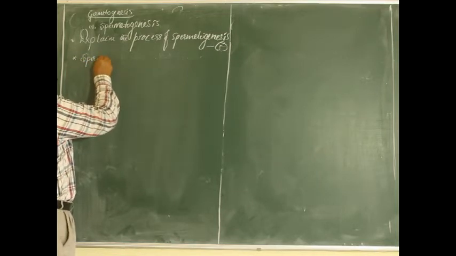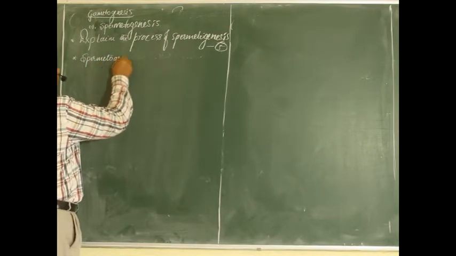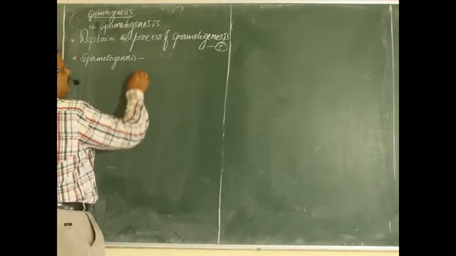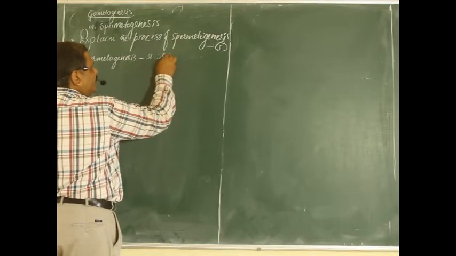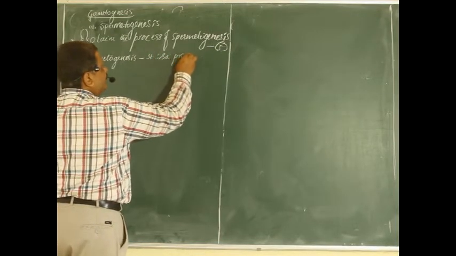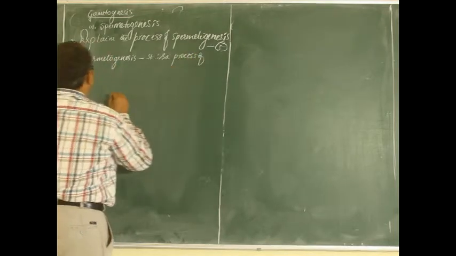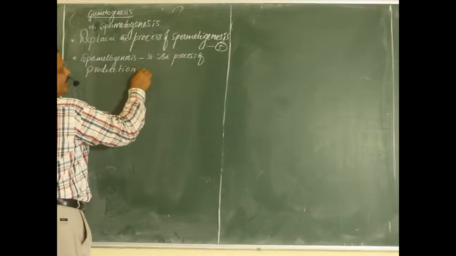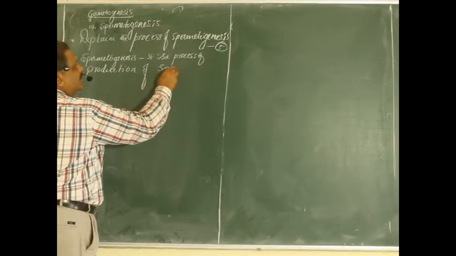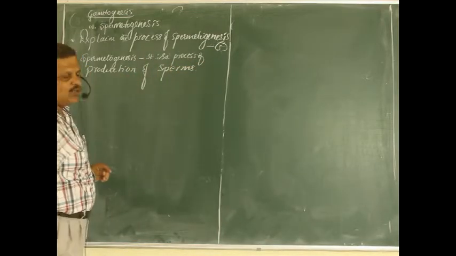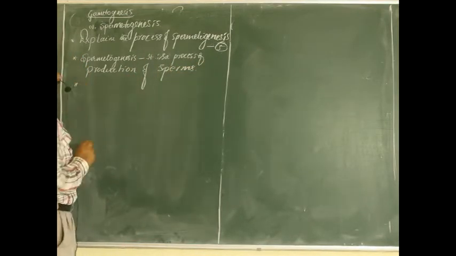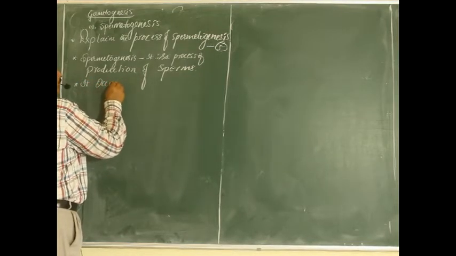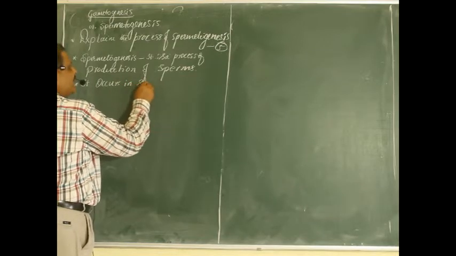Spermatogenesis. First of all, you should write what is spermatogenesis. It's a process of production of sperms. Then also you should write where exactly it takes place. It occurs in seminiferous tubule.